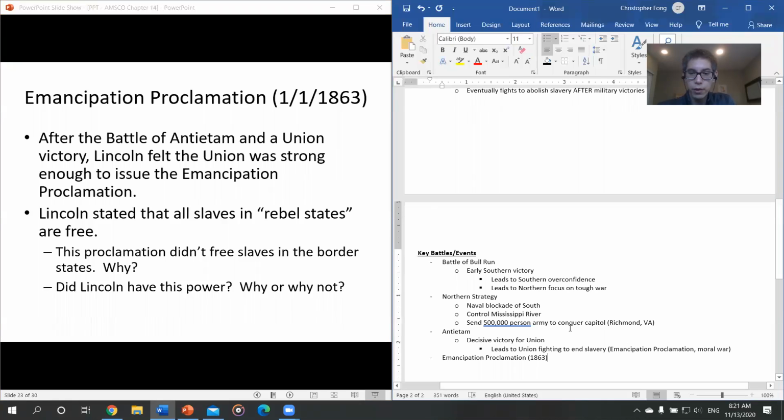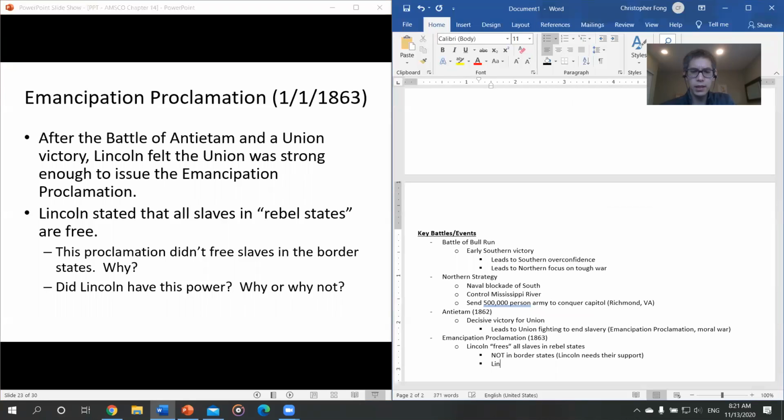Let me add a date here for Antietam. So Lincoln "frees" all slaves in rebel states. But again, this is not in the border states. He still needs their support. And again, this has no effect because Lincoln cannot actually do that because they're rebelling against him. So again, much more a symbolic message rather than an actual physical change.